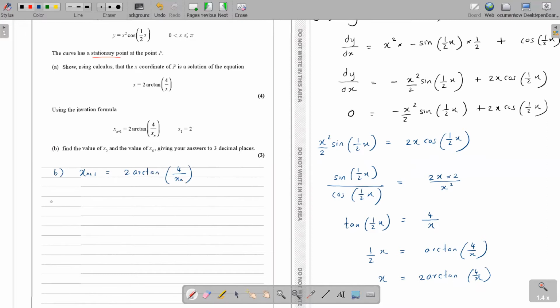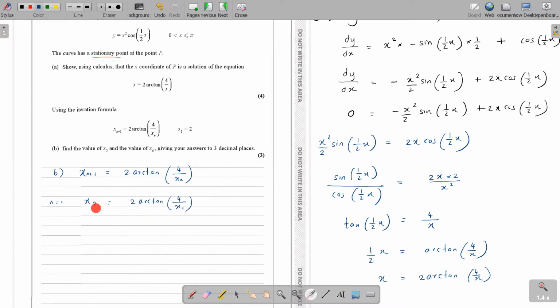So first we have x1. You put n as 1 and you get x1 plus 1, which is x2, equal to 2 arctan 4 over x1, isn't it? So it's actually quite easy. In an iterative formula, you put the x1 value here, and you put 2 here, and you get the answer for the whole thing, and get x2.